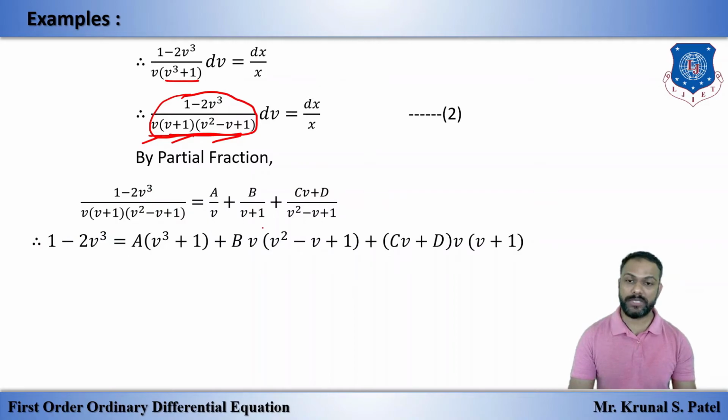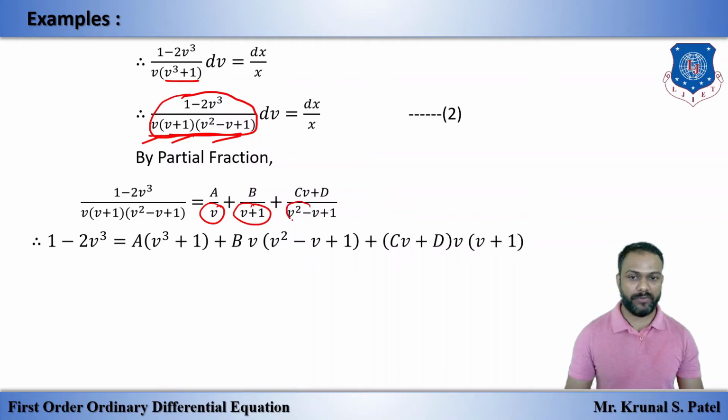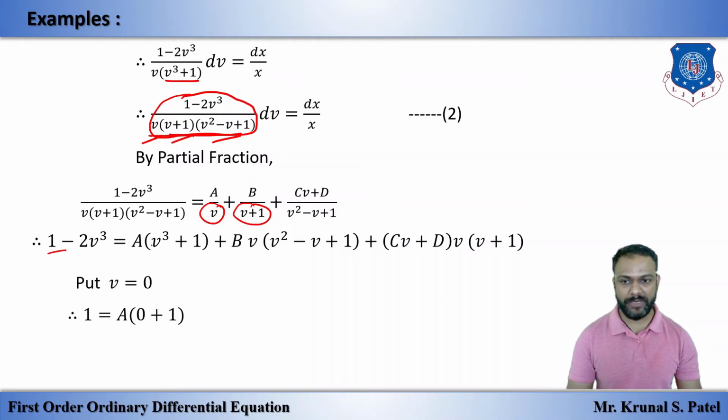Now we know the method. First we will put v is equal to 0, then we will put v is equal to minus 1, because we cannot find the value of v from here, so we will compare the coefficients of different powers. So first we will put v is equal to 0 in this equation. On the left hand side it is 1, and because of v equal to 0 this is 0 and this is 0 entirely, so we have 0 plus 1 is 1, so a is equal to 1.